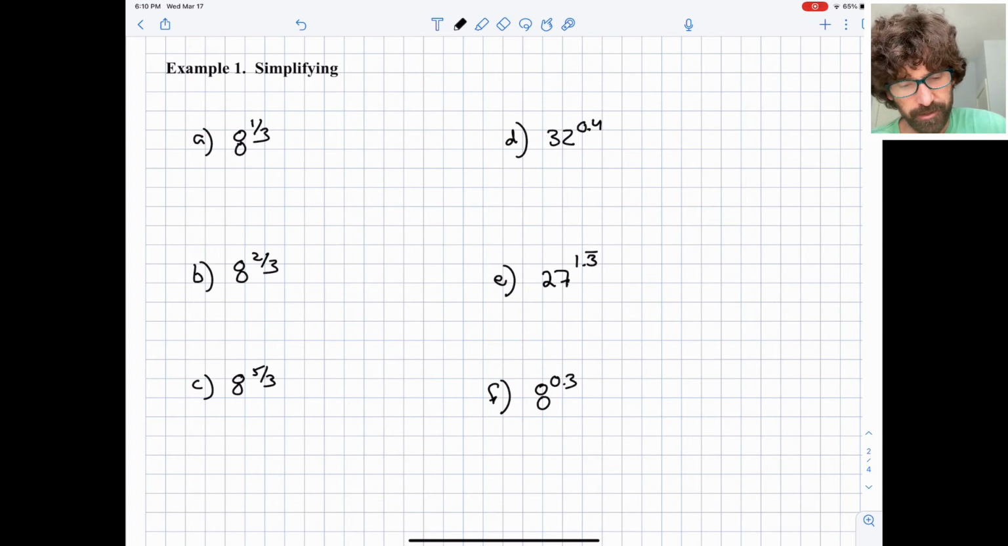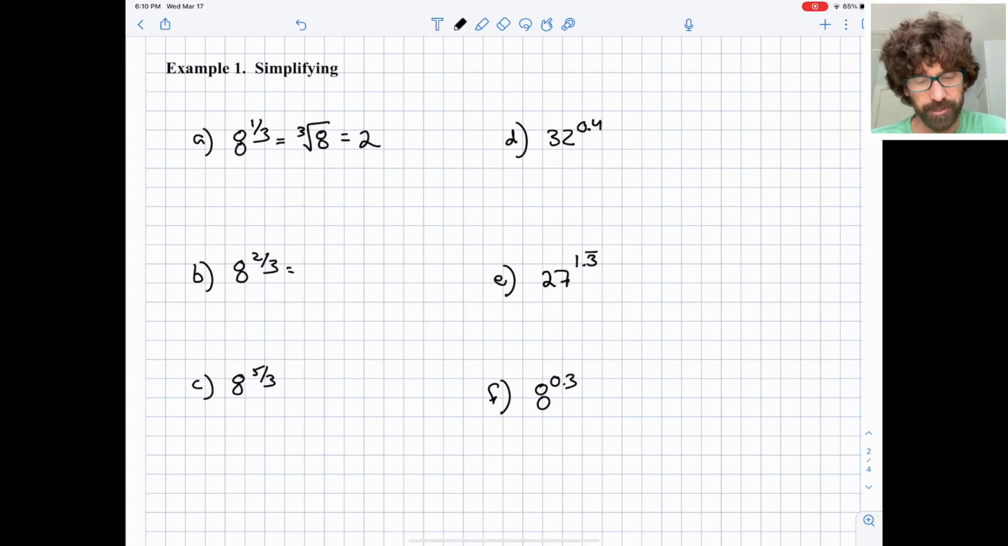And I encourage you to really start committing some of these common powers and roots to memory, but 2 is the cubed root of 8. So this is the cubed root of 8, which is then equal to 2. So 2 times 2 times 2 is 8.